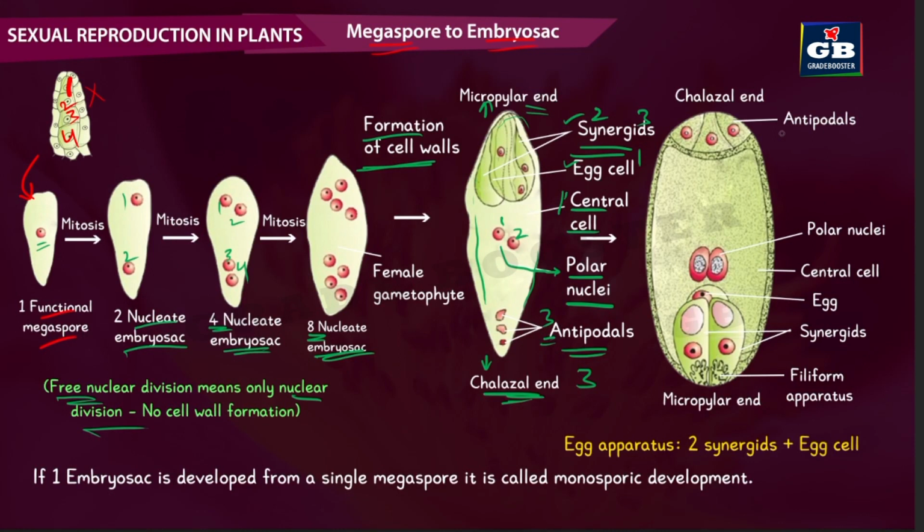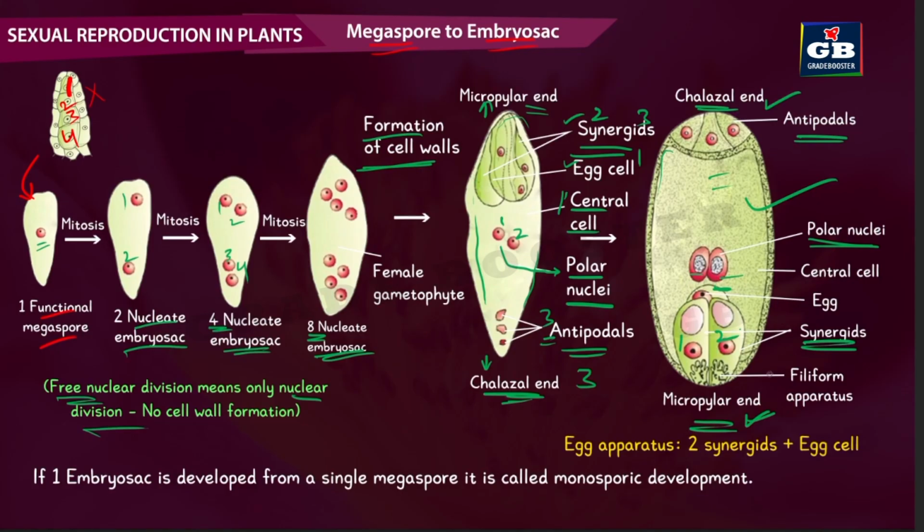Here, this is the completely developed embryo sac. Here we can see this is the central cell. This is all the central cell. It has got 2 nuclei. These are the polar nuclei, and it has got 3 antipodals which are towards the chalazal end. Now we made this diagram upside down. Here this is the chalazal end and this is the micropylar end. And here it has got synergids, 2 synergids, 1, 2, and this is the egg cell. And this is the central cell.